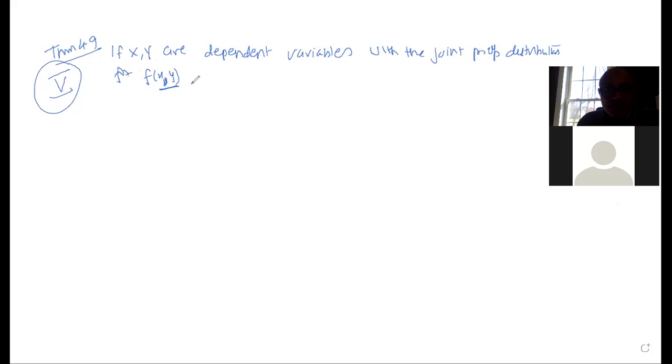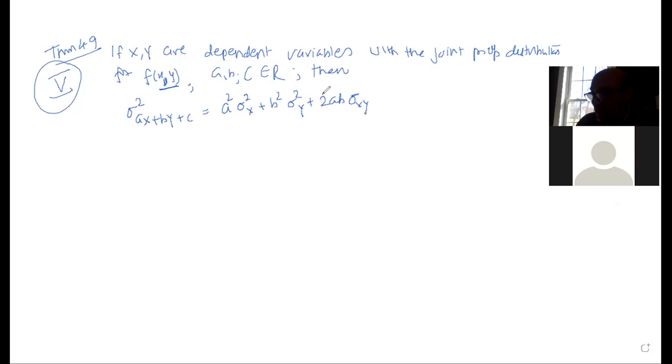And a, b, c are constants, real numbers. In that case, what happens? The variance of ax plus by plus c equals a square sigma square of x plus b square sigma square of y plus 2ab sigma of xy. Not exactly, but in the rough sense, you can say something like this, because now x and y are dependent.